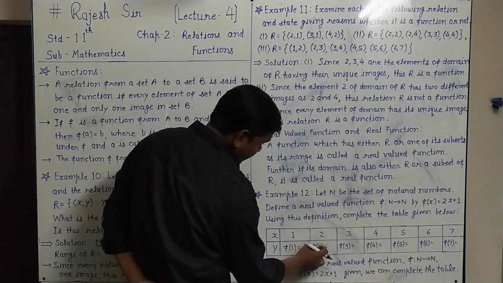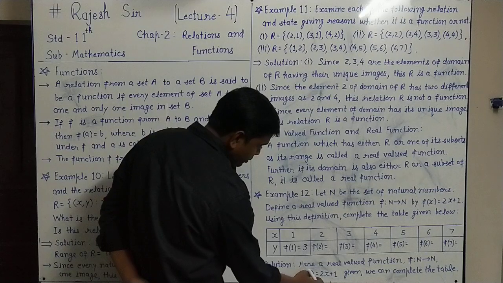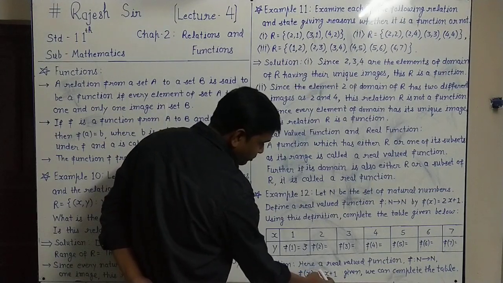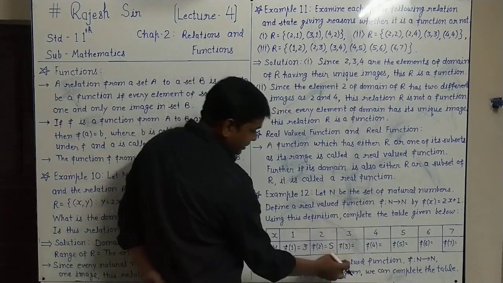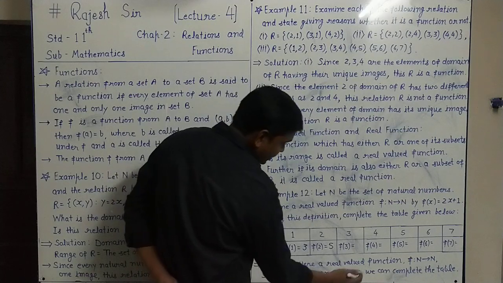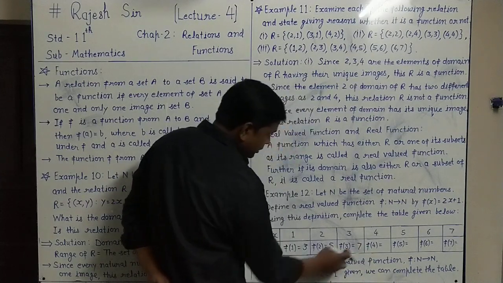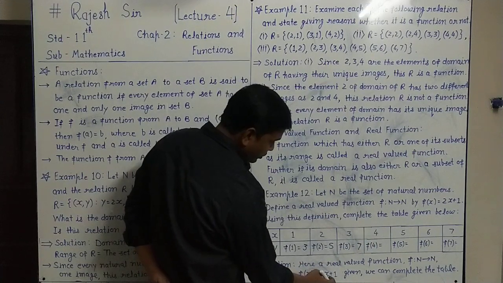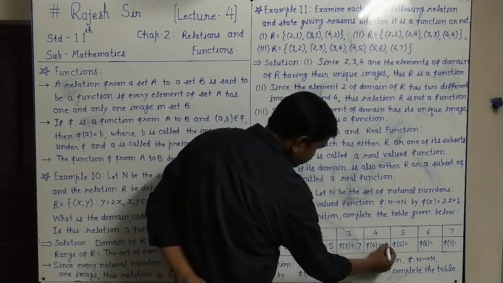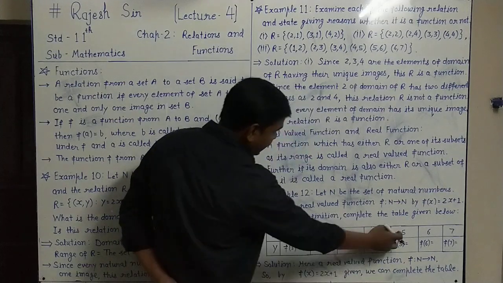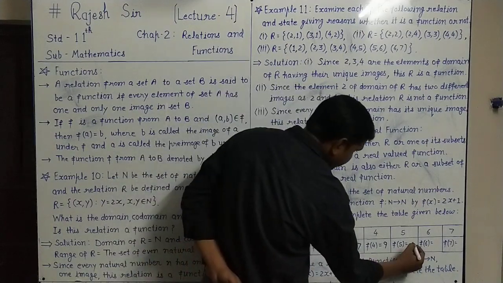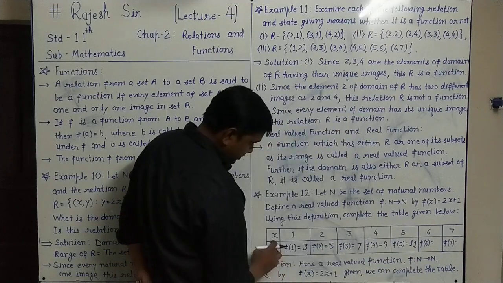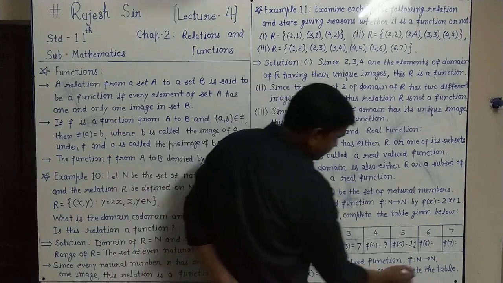If you place x = 2, f(2) = 2 into 2 plus 1, 2 twos are 4, plus 1, 5. If you place 3, then f(3), 2 threes are 6 and 1, 7. If you place x = 4, f(4) = 2 fours are 8 and 1, 9. If you place x = 5, f(5) = 2 fives are 10 and 1, 11. If you place 6, f(6) = 2 sixes are 12 and 1, 13.